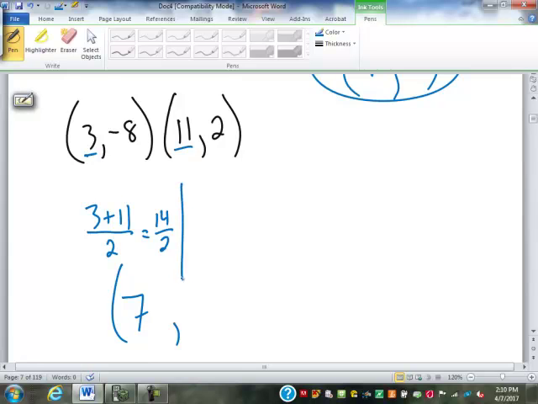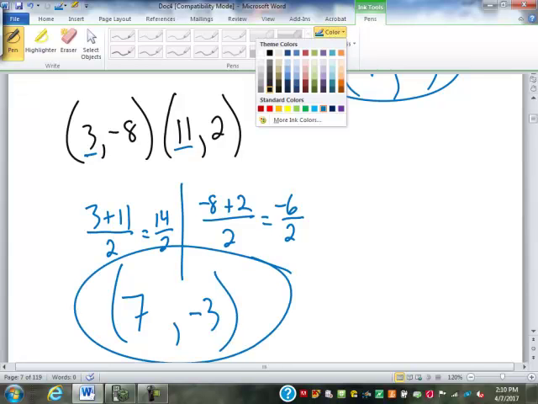How about for the y-coordinate? -8 plus 2. Okay, -8 plus 2, divided by 2. What's -8 plus 2? -6. Good. -6 divided by 2? -3. So the midpoint is 7, -3.